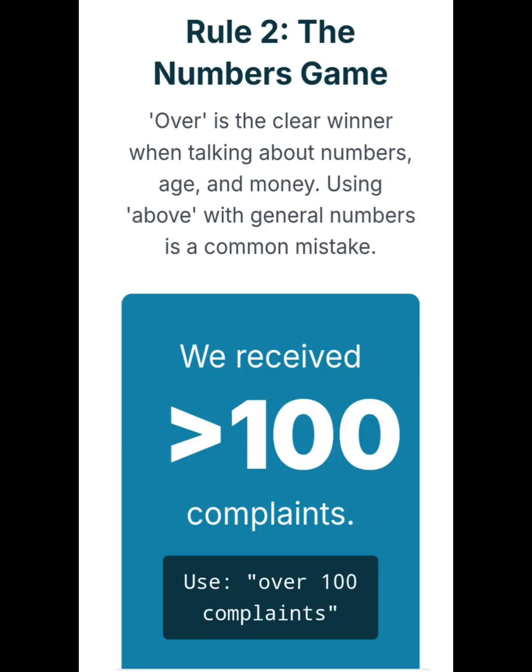Rule 2. The numbers game. Over is the clear winner when talking about numbers, age, and money. Using above with general numbers is a common mistake. We received above 100 complaints is incorrect. Instead, use over 100 complaints.